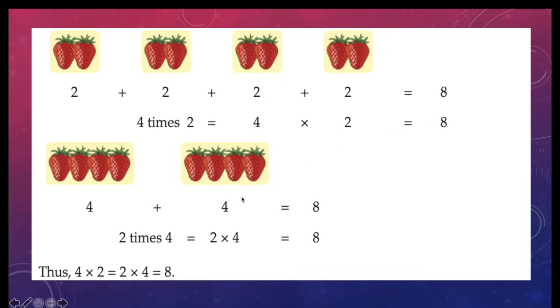Same way, if we change the order also, that is if we make it two groups, and in each group we put 4 strawberries, so 4 plus 4 is also 8, and 2 times 4, that is multiplier, that is 2 groups into 4, that is number of strawberries in a group. So 2 into 4, 2 fours are 8. So here we have changed the order, but the product is still the same. Thus 4 into 2, 4 twos is equal to 2 fours, which is 8.